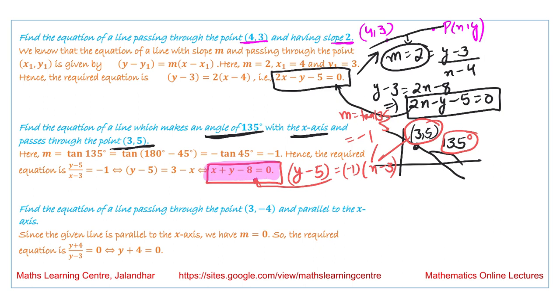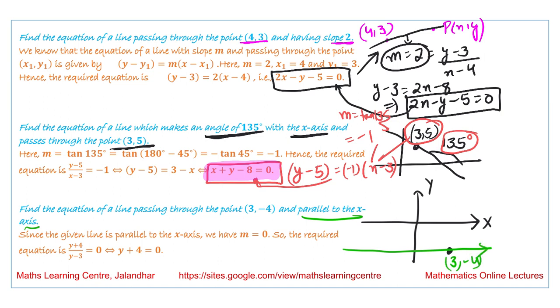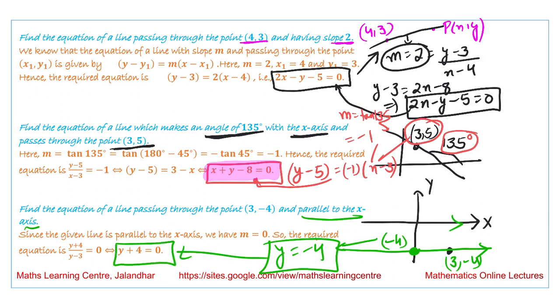On solving this, we will obtain the equation of this line as x plus y minus 8 is equal to 0. Now the next question is, find the equation of the line which passes through the point 3 comma minus 4 and is parallel to the x axis. This is the x axis, this is the y axis. This is the point 3 comma minus 4 and this line is parallel to the x axis. So clearly the y value of this point is minus 4. So the equation of this line is y is equal to minus 4, or we write y plus 4 is equal to 0. This is the equation of this line.